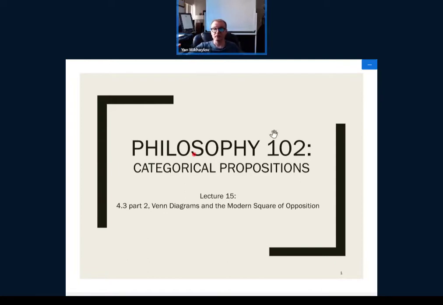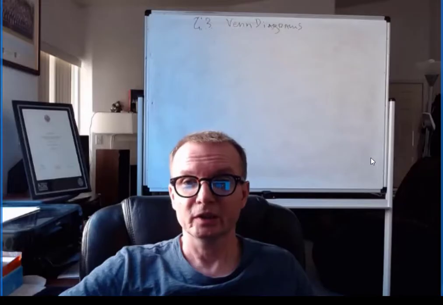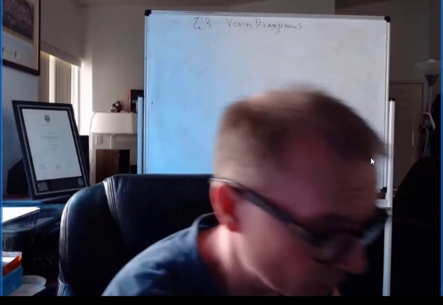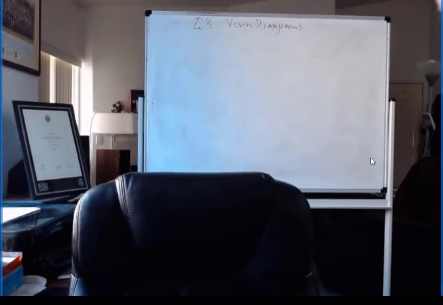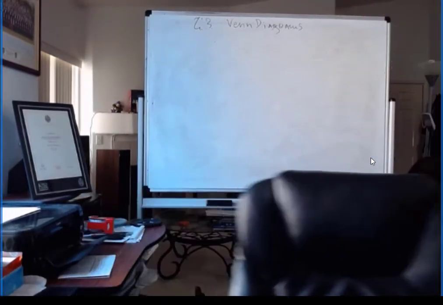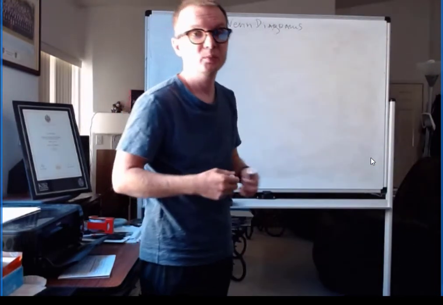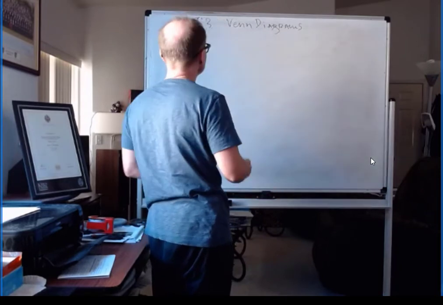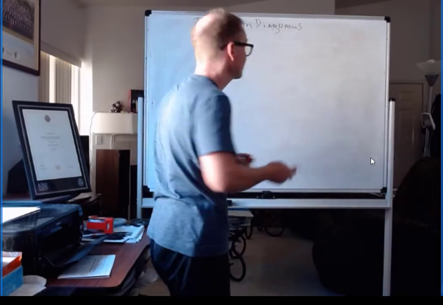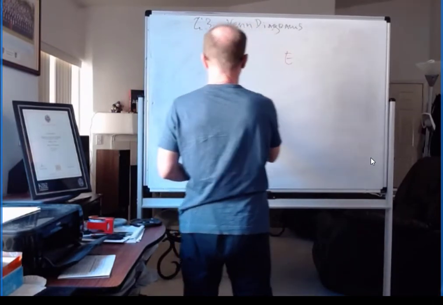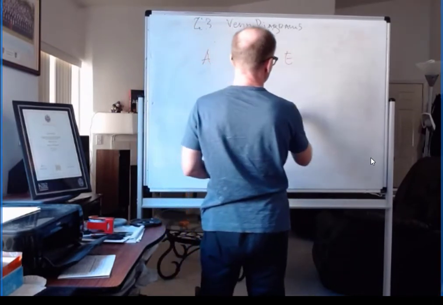First, let's go back a little bit and refresh your memory about some of the stuff we did last time. Do it all on the board. So once again, this is what you should know by now. This is important stuff from the previous week. We have 4 types of propositions. Remember A, E, I, and O.